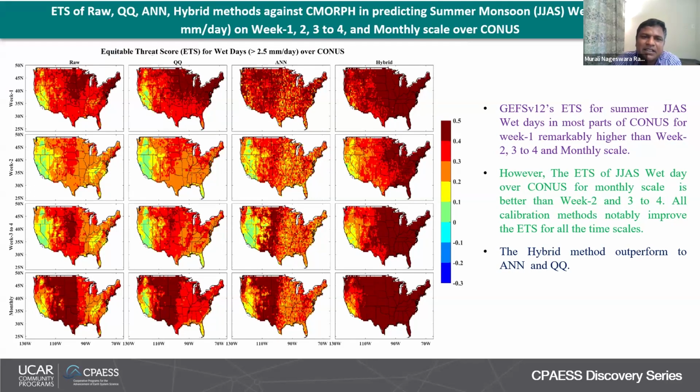This is the ETS for the wet days. In the wet days case, the ETS score in the raw model itself is good, but it decreases from week 1 to week 2 and week 2 to week 3, and in the monthly case it is more than week 3 to 4. When we look at the calibration methods, all of them enhance it, but the enhancement is more for the NN compared to the quantile mapping method, and the hybrid method outperformed the NN, with more skill for week 2 and week 3 to 4.